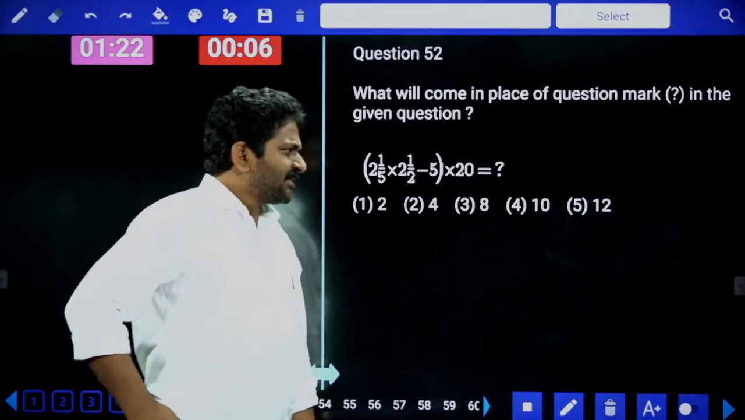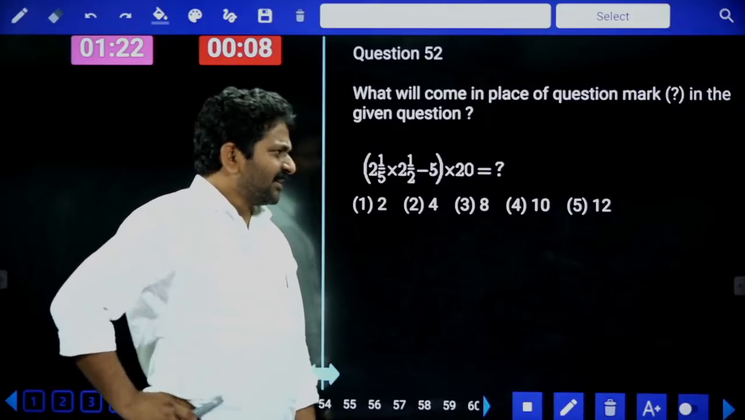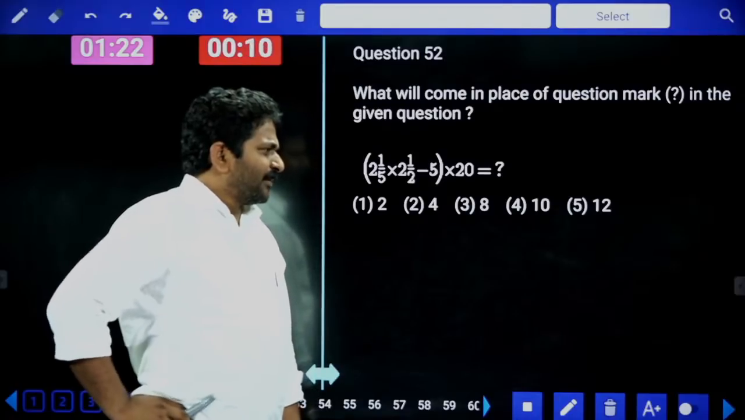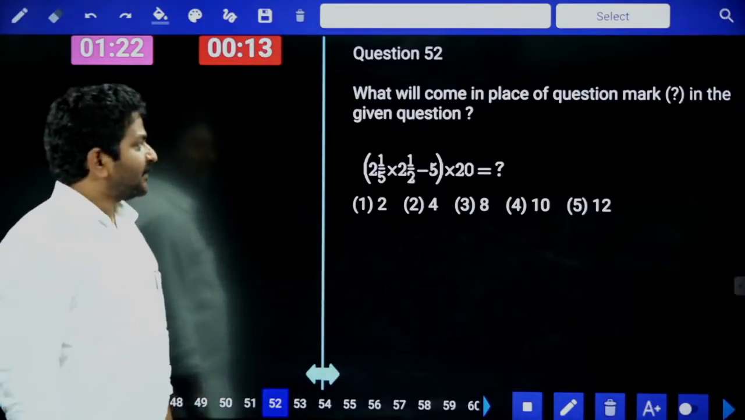Somebody is saying 33. Probably simplification mistake.